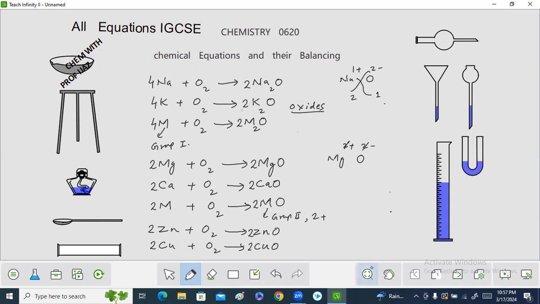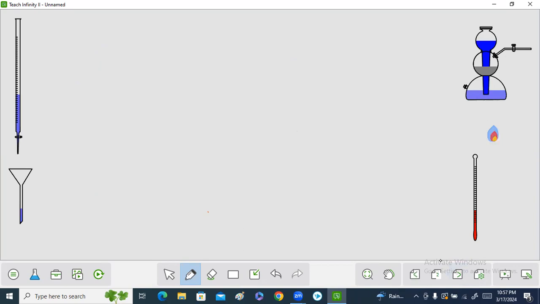Now, let's move to the next page. Now, if we have aluminium metal, if it reacts with the oxygen to get aluminium oxide, aluminium is 3 positive, oxide is 2 negative. So the first task of the student is to write the correct formula of the oxide. So this is aluminium oxide, Al2O3.